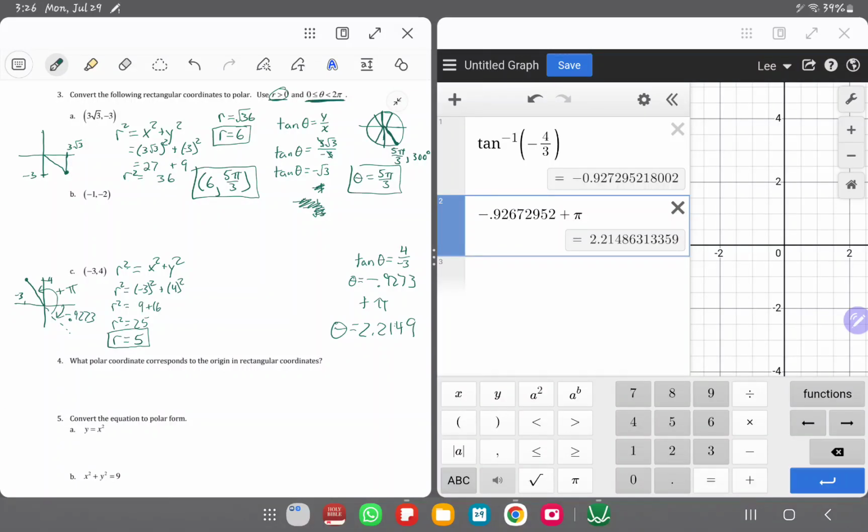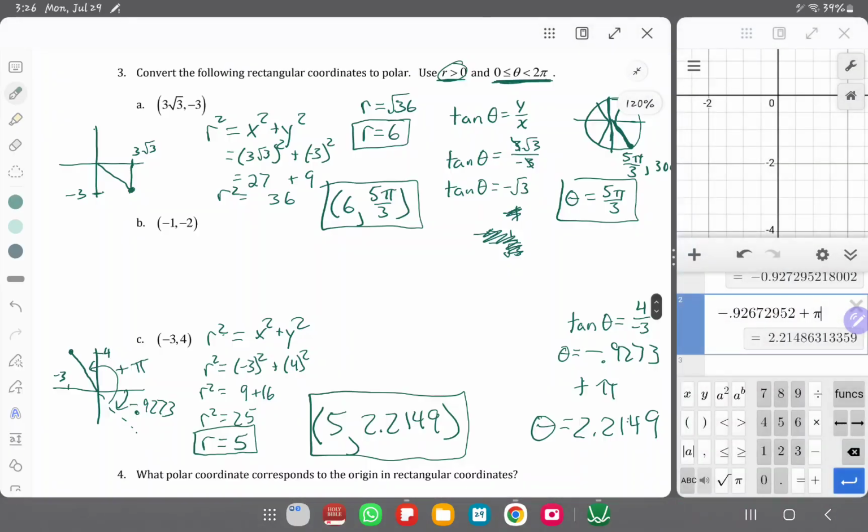So there's my r, there's my theta. Again, if you want to write that as a coordinate, you can. So we got (5, 2.2149). So that's it. Just be very careful. That extra adding pi step is not intuitively obvious if you're just using the formulas. It makes sense if you have a picture off to the side. So I always recommend when you're going from rectangular to polar, always draw a picture, see what quadrant you're in, see if the angle you get from the inverse tangent makes sense, and then go from there.